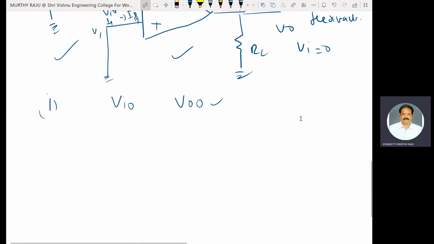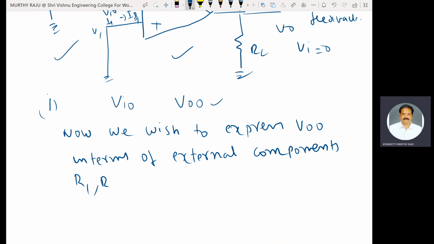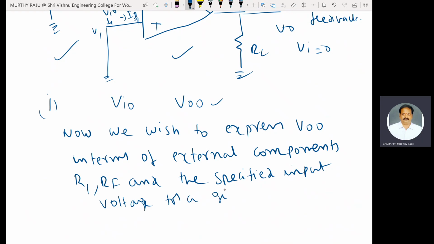Case 1. Now we wish to examine output offset voltage VOO in terms of external components R1, RF, and the specified input voltage for a given op amp.